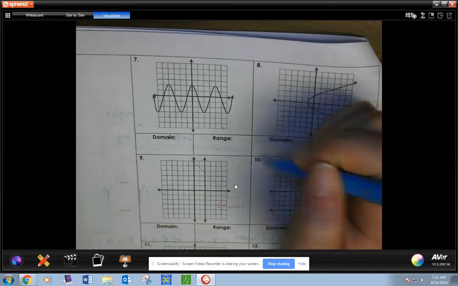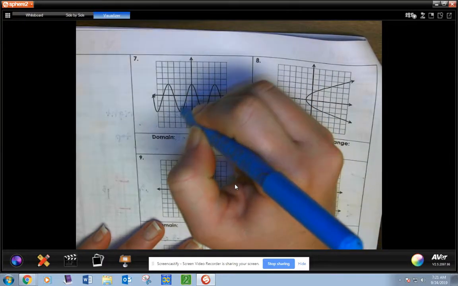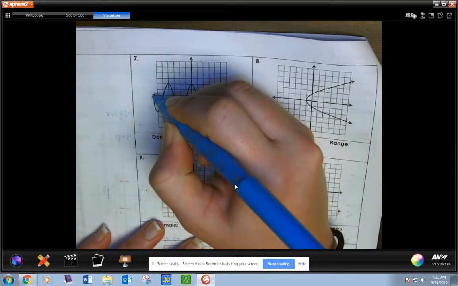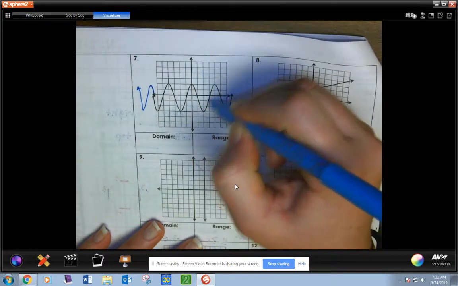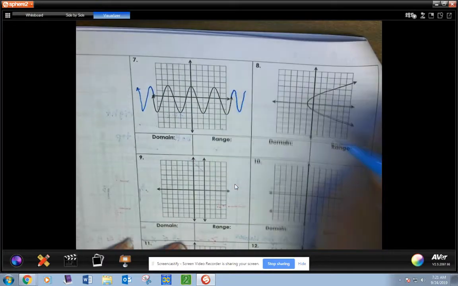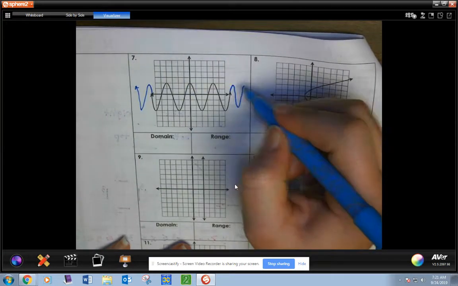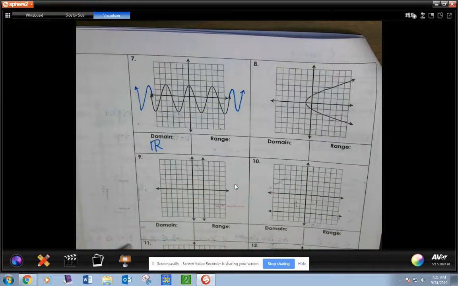Now for this problem number 7, this is a wave. So this wave is going to keep continuing. If I scan to the left and follow the wave to the left, it's going to keep following this pattern since it has an arrow. And if I scan to the right and keep following it to the right, it's also going to keep following this pattern. So therefore, this is going to go left forever and right forever. So your domain is all real numbers.